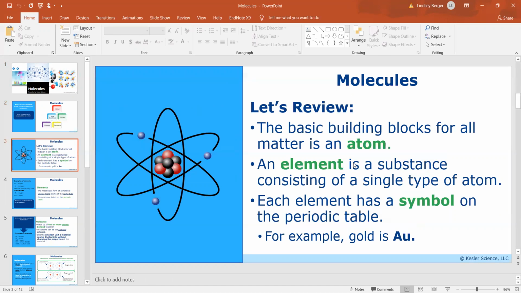Okay, so remember, quick review: an atom is the basic building block of matter. An element is a substance that is only a single type of atom. Then we organize those elements on the periodic table of elements by atomic mass and things like that. That'll be the next discussion, how we organize the periodic table and why it is so cool.